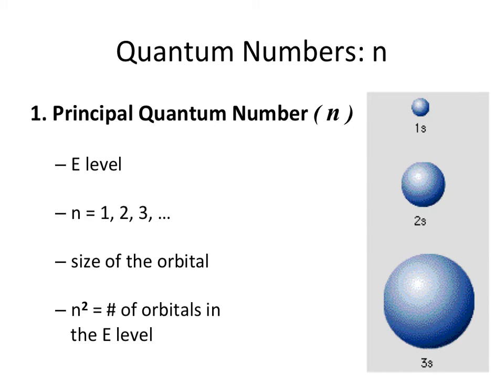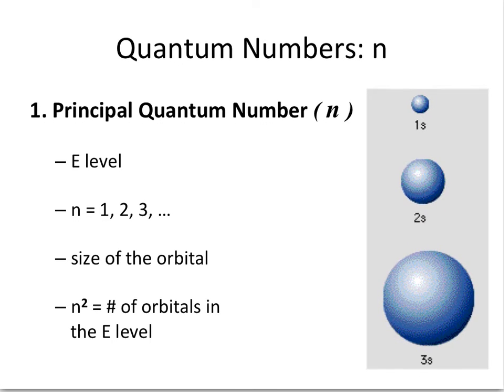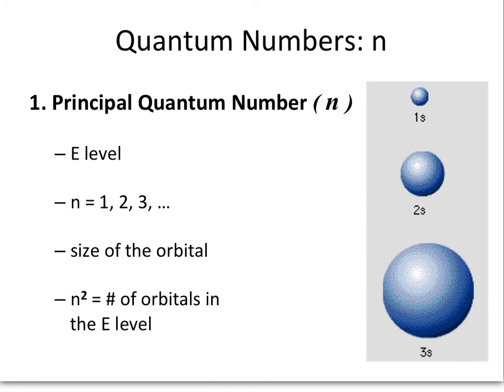So the first quantum number that we're going to look at is the principal quantum number. It is represented by n. The principal quantum number indicates the energy level of your electron, so where it is with respect to the nucleus. It's going to exist as a whole number, so 1, 2, 3, 4, etc. The principal quantum number also dictates the size of the orbital. The larger your principal quantum number, the larger your orbital is going to be.